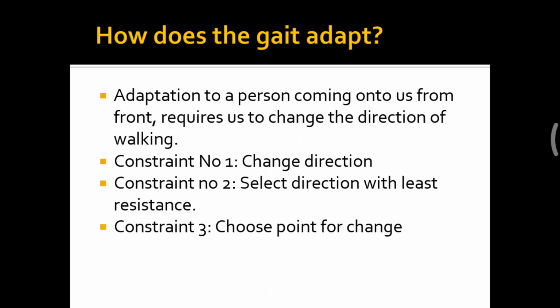Yeah. So constraint number one is you need to change the direction. That's what we discussed. But constraint number two is we need to select which direction we need to take. Either you need to move to the left or to the right. So normally we tend to plan and take the direction which provides the least resistance. And the other one is choose a point for change. You're not going to go so close to the person and change. You're not going to change if you see a person very far away from you. So there is a particular point at which you decide to change.